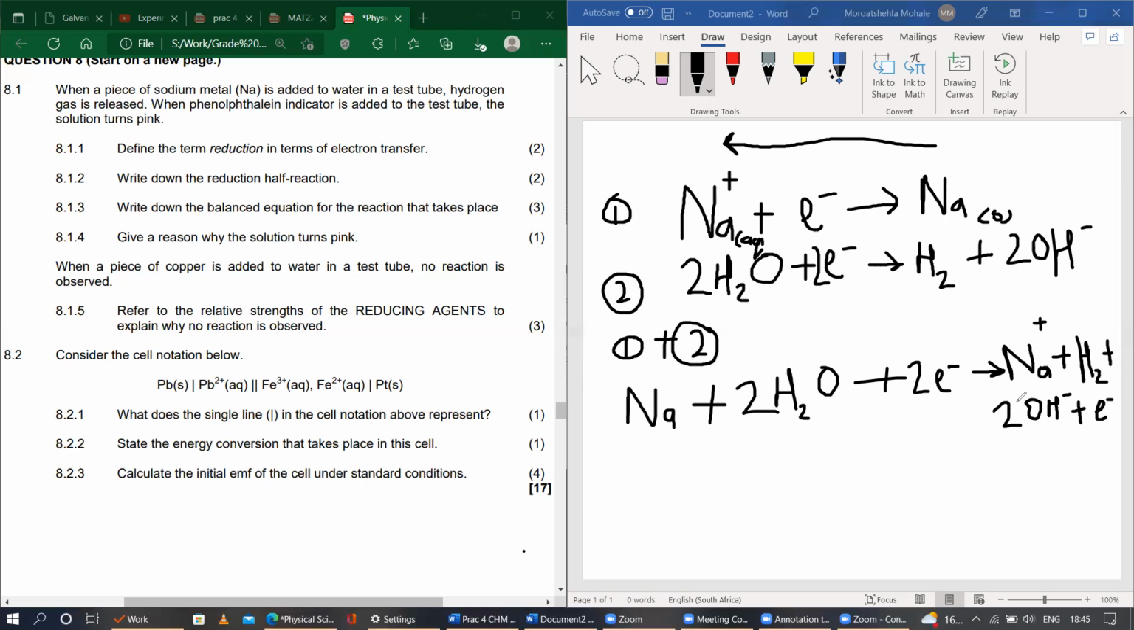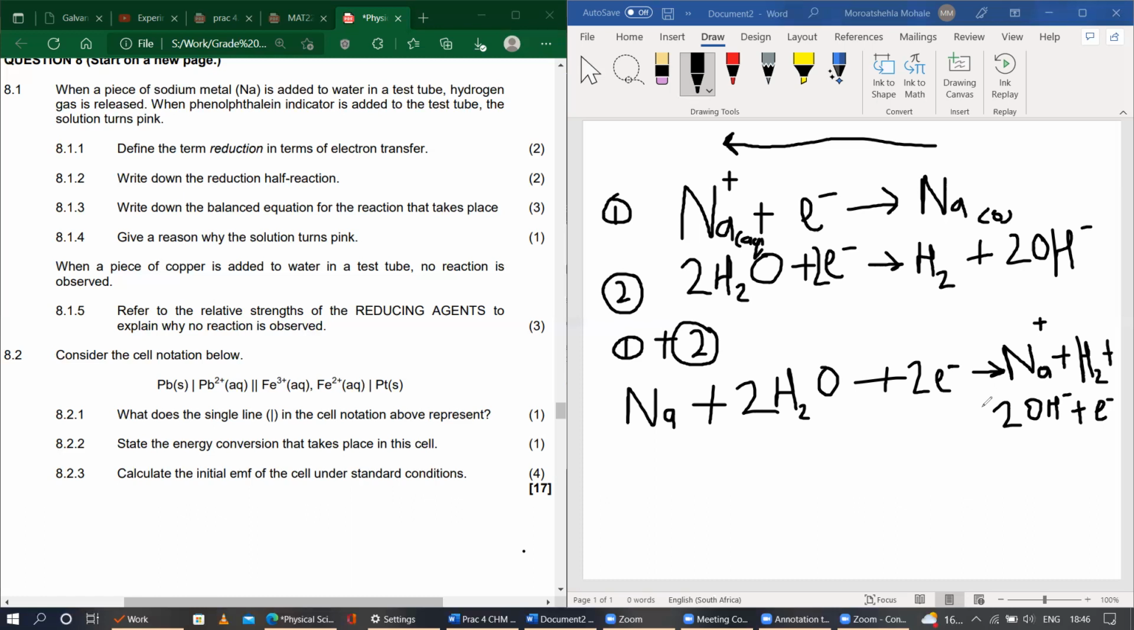Yes, sir. So the first thing you need to check is whether the mass is balanced. To check if the mass is balanced, you're going to check the amount of atoms on each side. So you have one Na, one Na, 4 hydrogen, 4 hydrogen, 2 oxygen, and 2 oxygen.